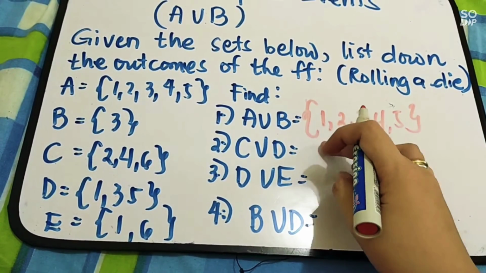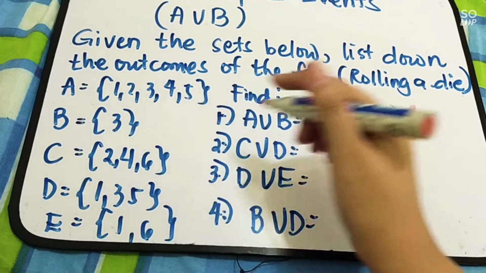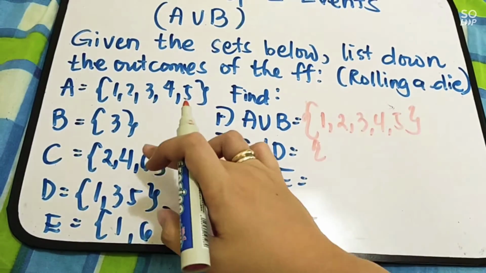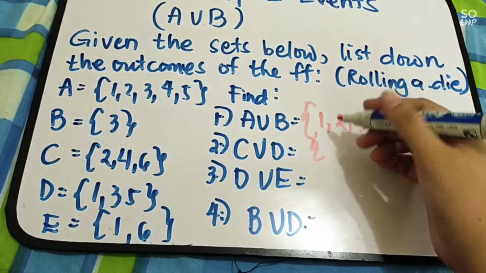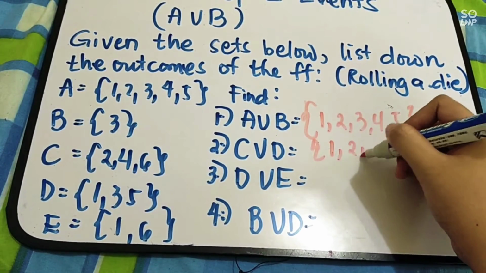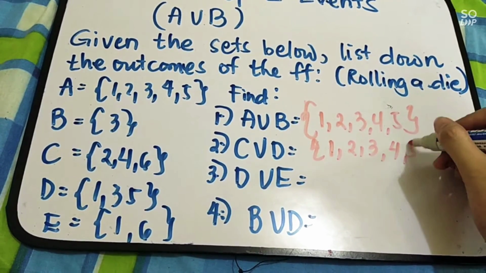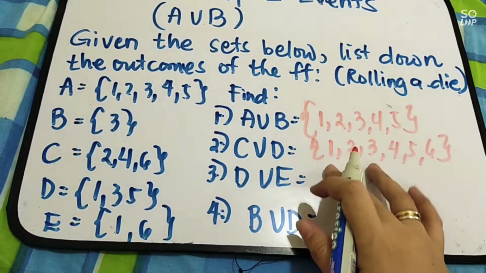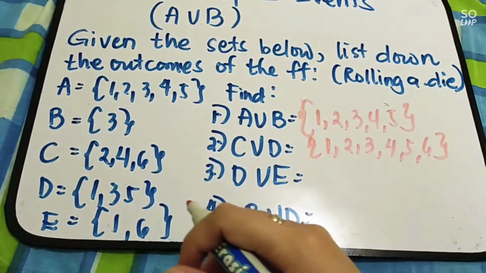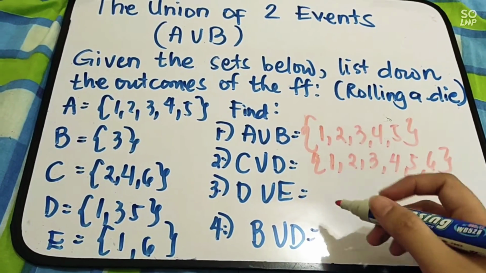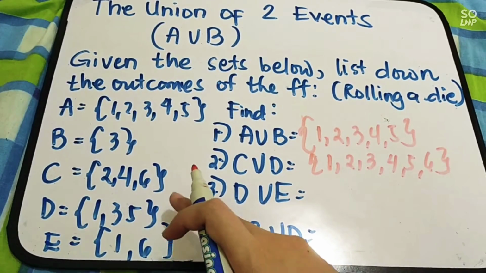Next, C union D. We have here, there are no common elements. So we have 1, 2, 3, 4, 5, and then 6. So that is the union of C and D. It's that simple. Next, the union of D and E.